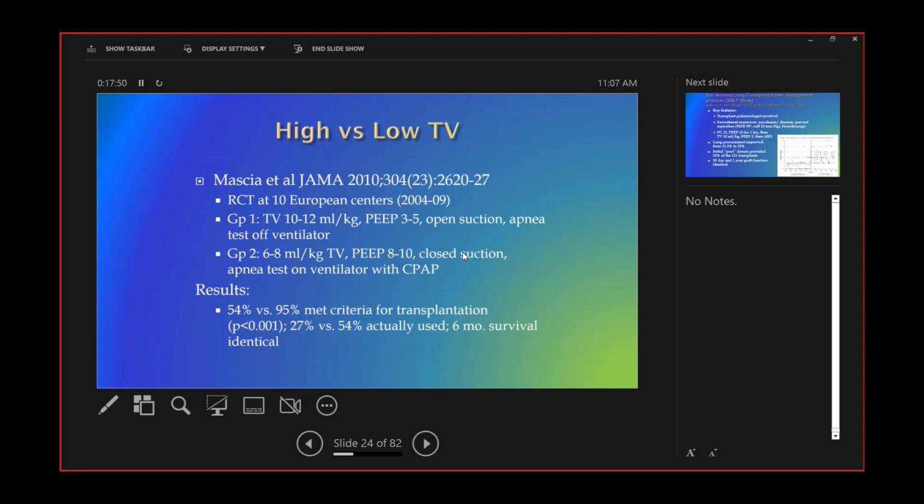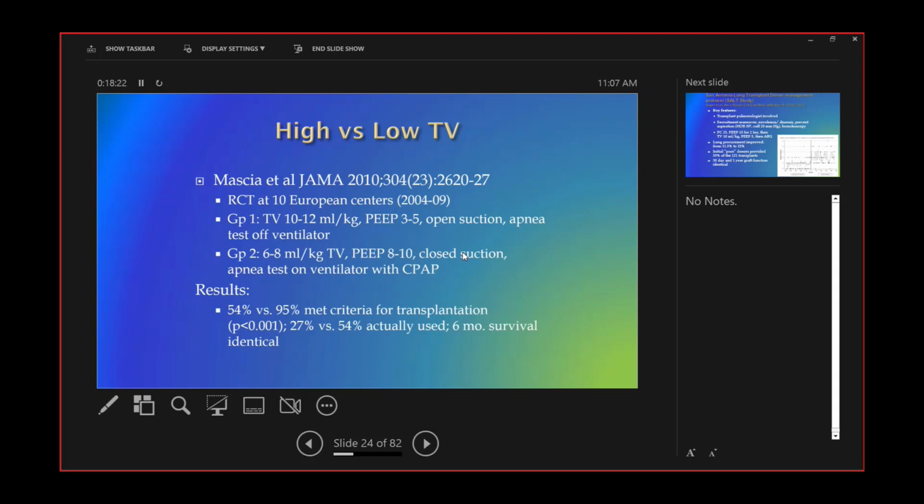So this is a paper that came out in 2010 out of Europe. They did a randomized control study at 10 European centers. Group 1, they put on a conventional tidal volume of 10 to 12 per kilo, a PEEP of 3 to 5. They did open suctioning and they did an apnea test off of the ventilator. Group 2, they put on 6 to 8 per kilo of tidal volume, a PEEP of 8 to 10, closed suctioning, and did the apnea test on the ventilator with CPAP. And what they found is that from Group 1, 54%, and from Group 2, 95% met criteria for lung transplantation.